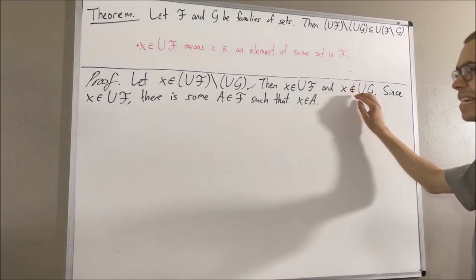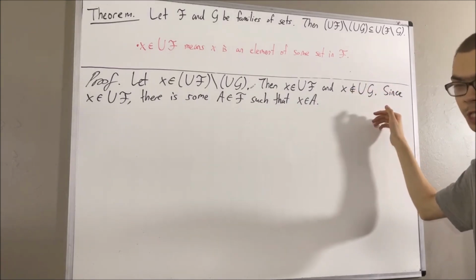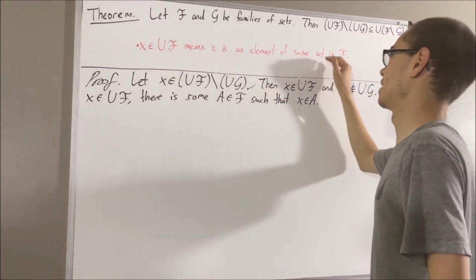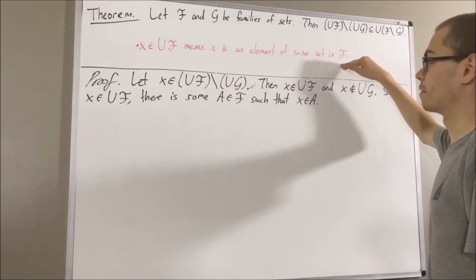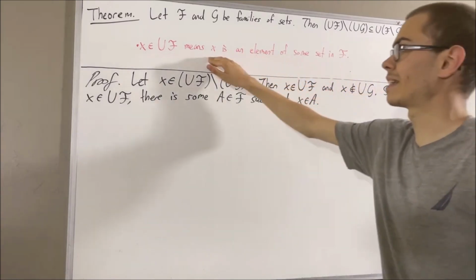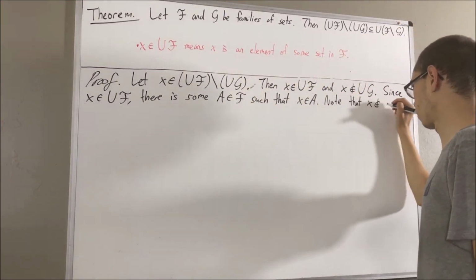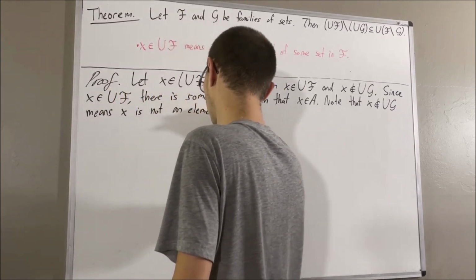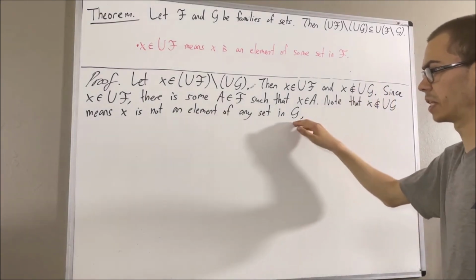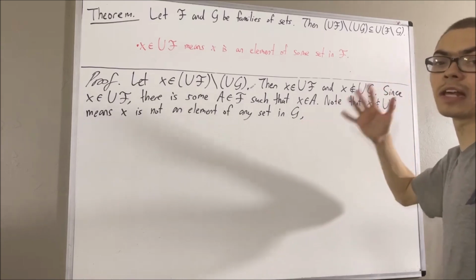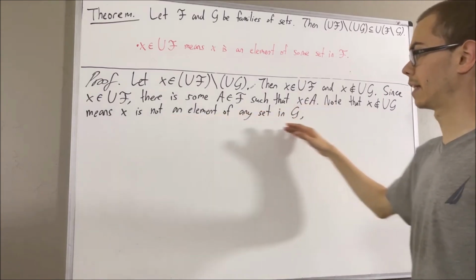But what does it mean for X to not be an element of the union of G? Well, we know what it means for X to be an element of the union of G. It means that X is an element of some set in G. So to say that X is not an element of the union of G means that this is false. So it means that X is not an element of any set in G. So we must have that A is not an element of G. Because if A was instead an element of G, then X would be an element of a set that is in G, which we know is not the case.